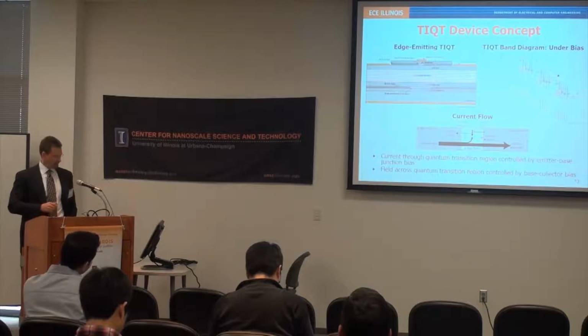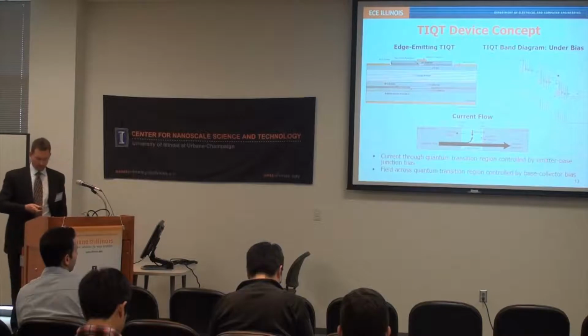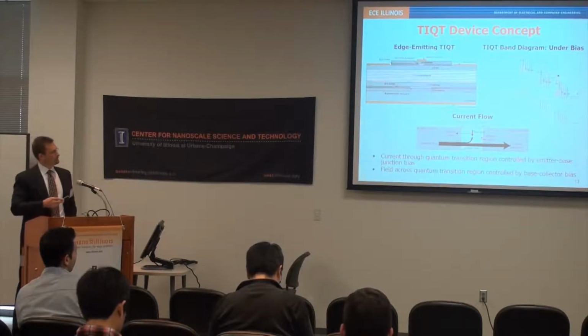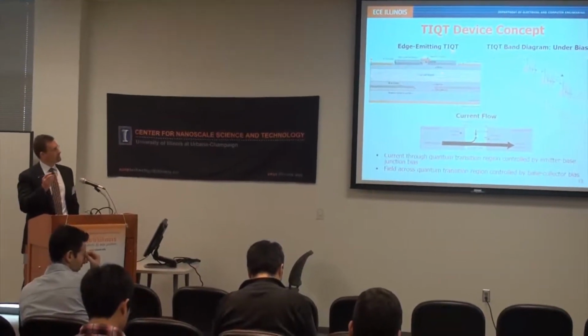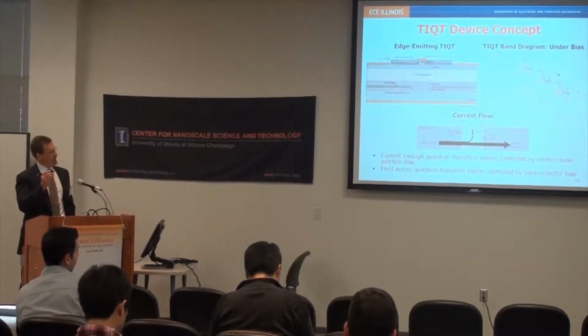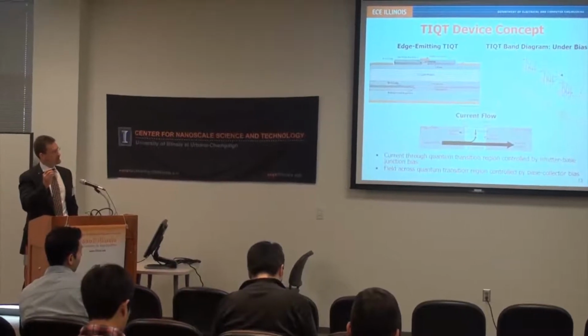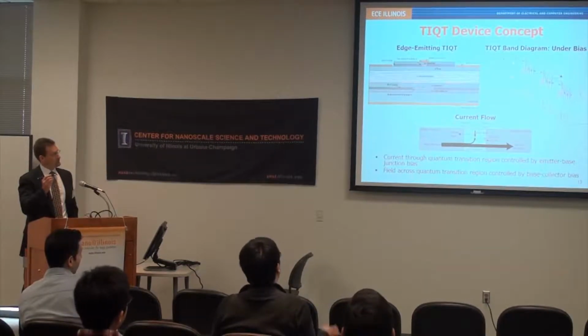And these are basically some of the diagrams showing what the structure looks like for an edge emitting device. If you look at the figure here, we basically show the overall structure. So this is an edge-on view of an edge-emitting device. We have an emitter structure, which is here. We have our base region, which is here.